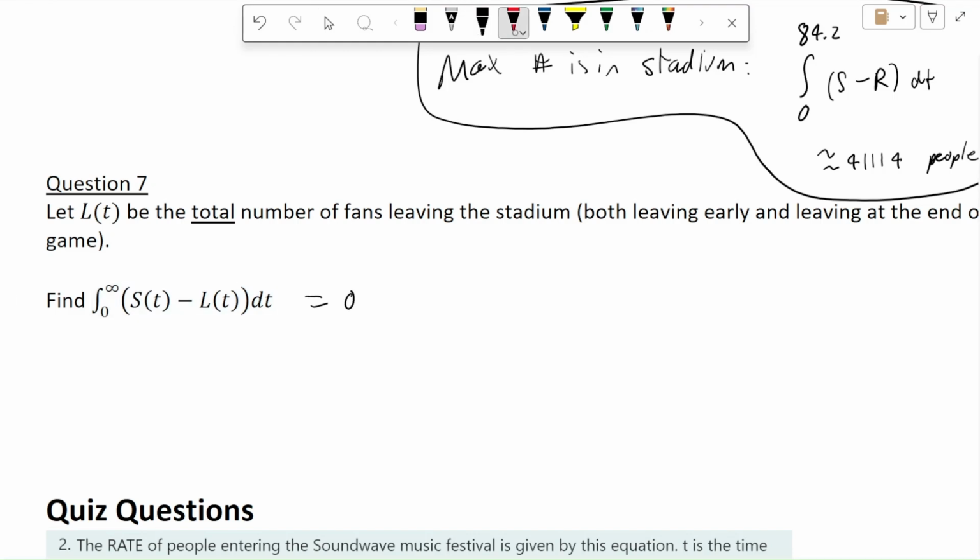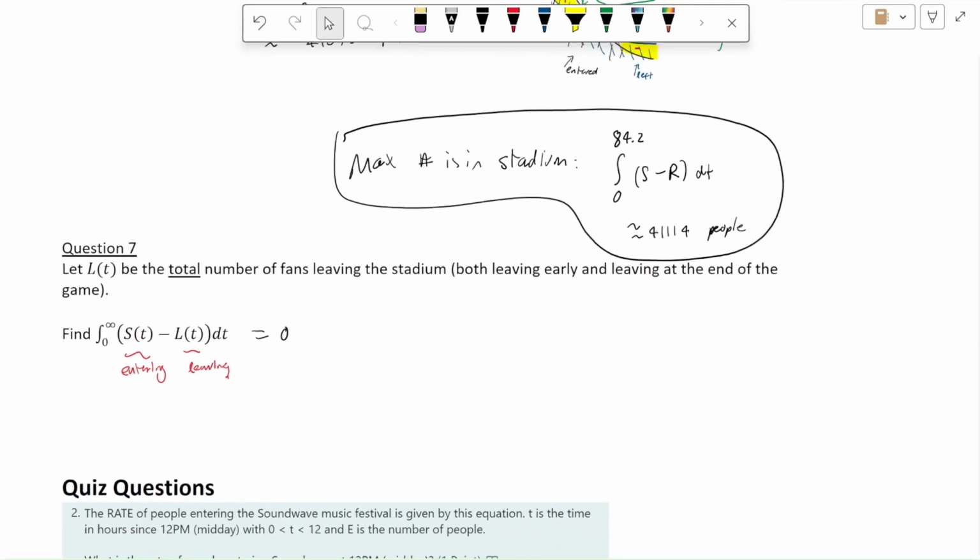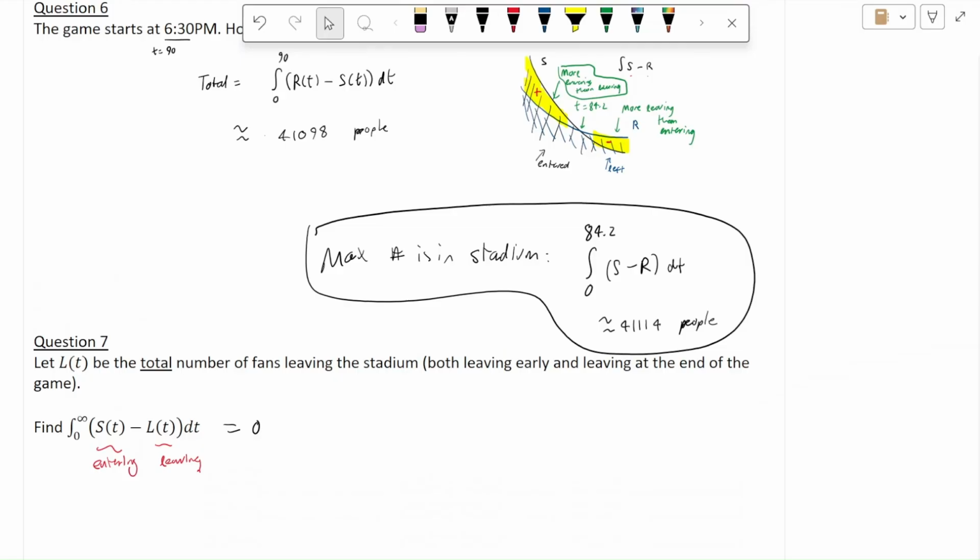Right? That is entering. That is leaving. And you would hope that there are no people left once all is said and done. Anyone who came in went out. So that integral would have to equal 0 without working anything out. Now, when you interpret all of these numbers in this question, I really just want to point out again, any of these numbers are people above the starting amount.